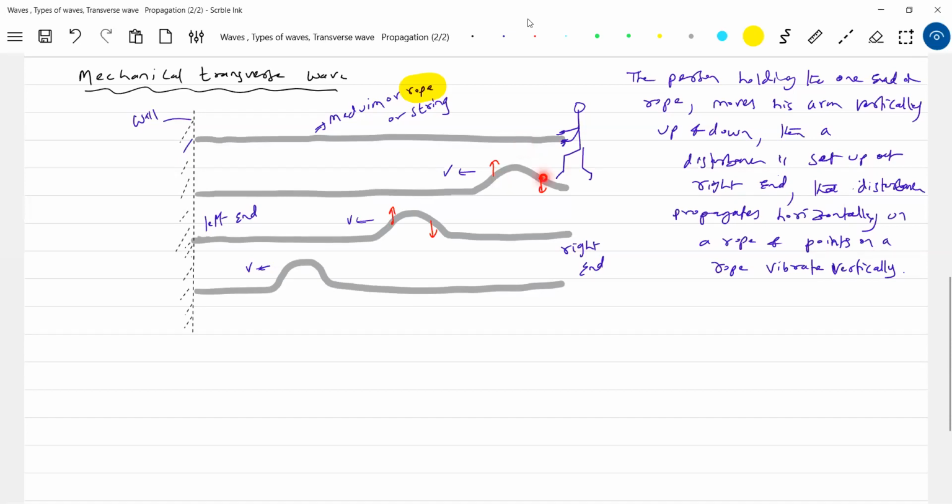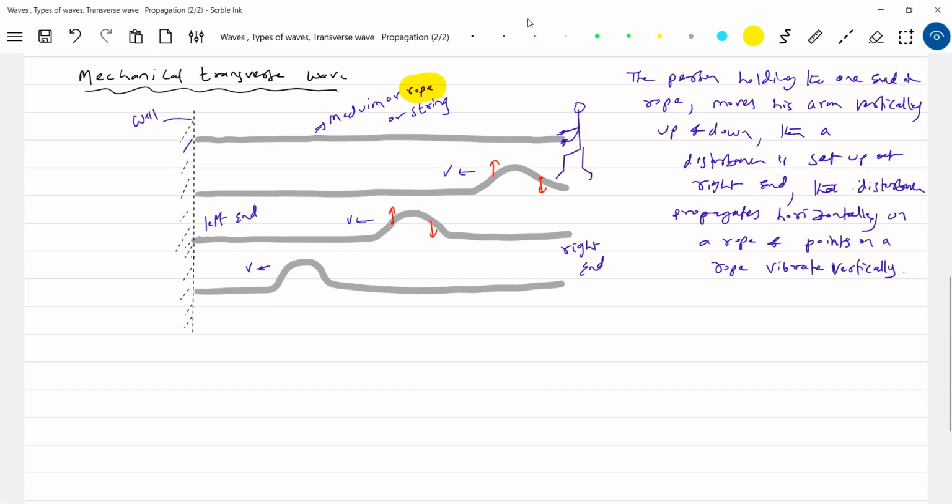If you want it even clearer, you can put markings on the rope at some specific points. How will that point move at different instants of time? Like that, an observation has to be made. So this is a transverse mechanical wave. Mechanical means there is a medium here. Transverse means the disturbance generated moves horizontally, while points on the medium vibrate vertically. This is what our syllabus covers, and what I am going to discuss now.